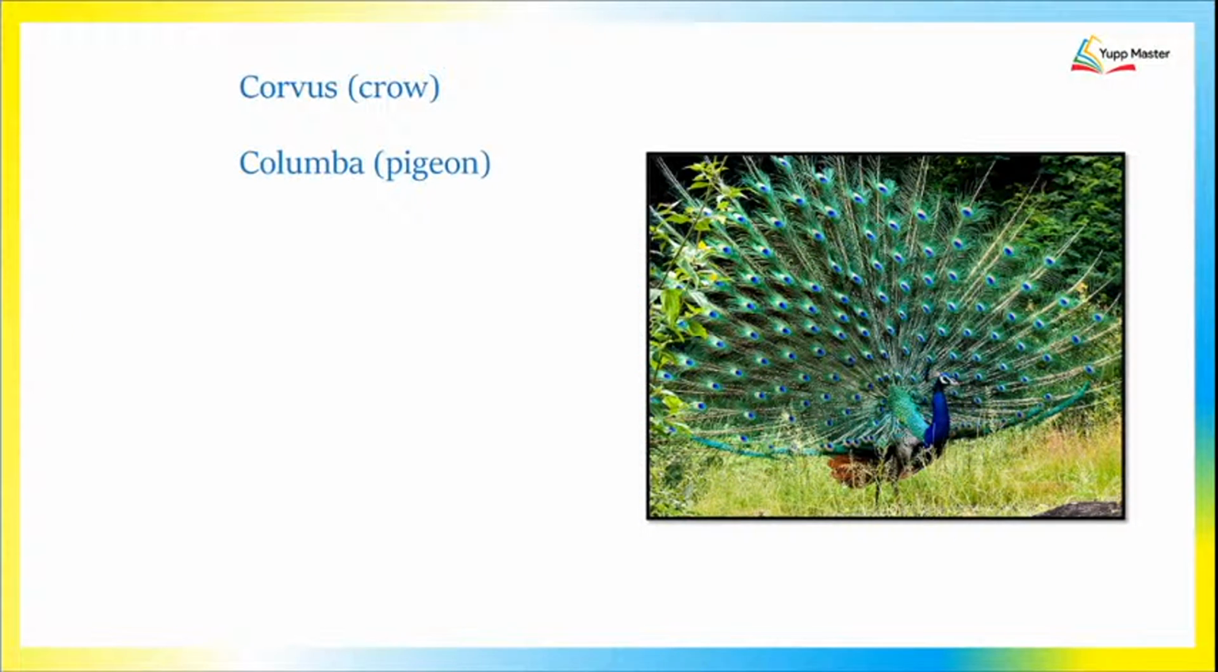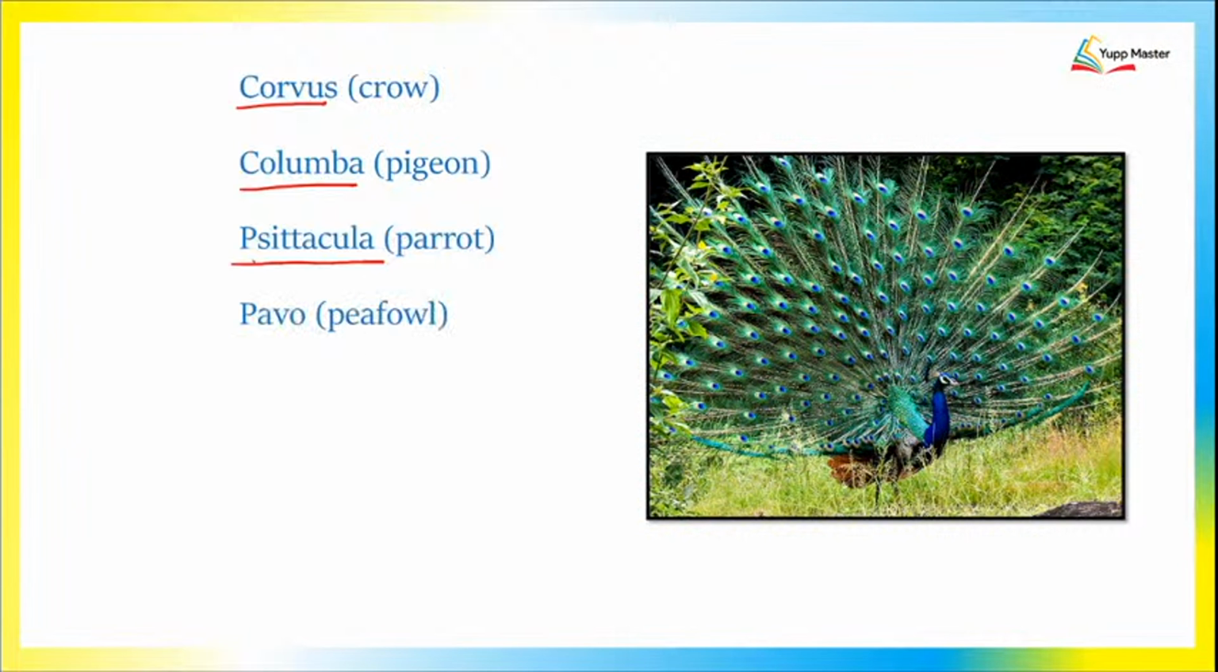Second one, talking about those pigeons all around you, the scientific name of pigeon is Columba. So you have Corvus, you have Columba. Third one, the parrot. Parrot's scientific name is Psittacula. Remember, these are going to be very important for your MCQs. Fourth one, the peacock, your national bird, the scientific name is Pavo, or peafowl.